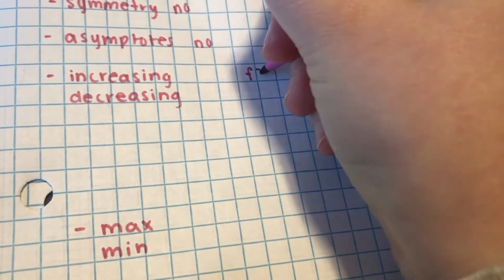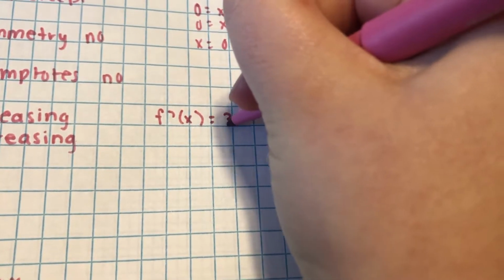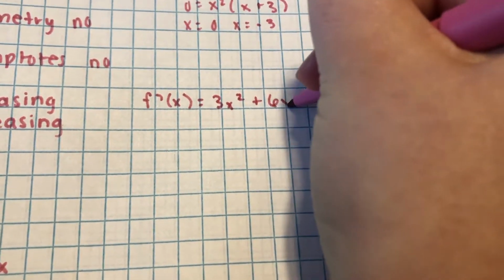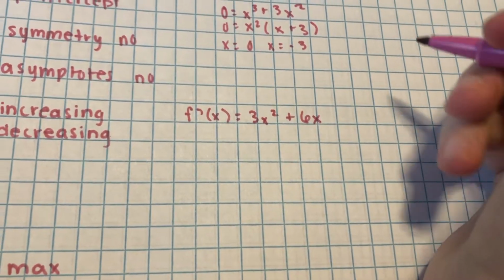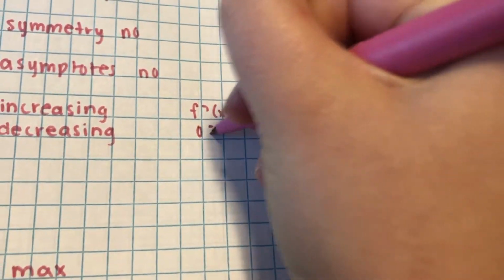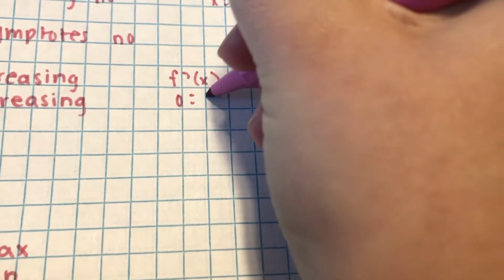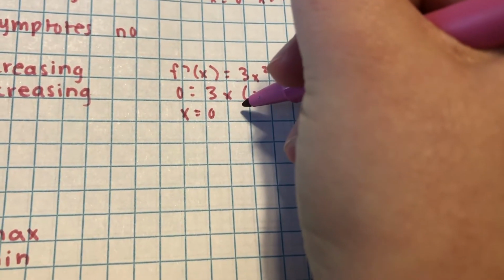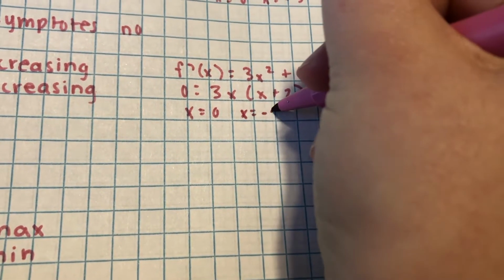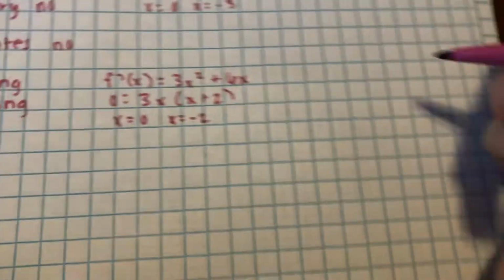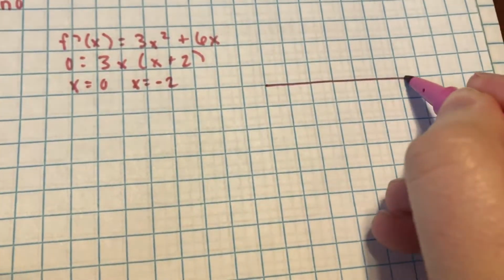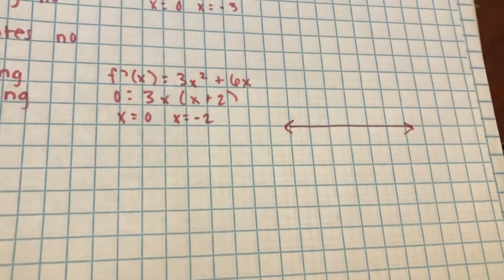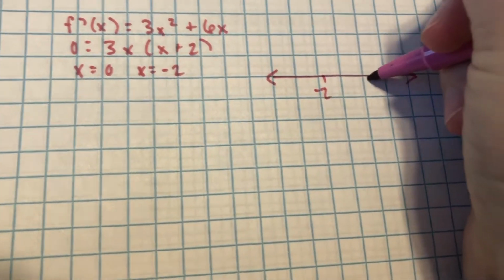So the derivative of this equation is f prime of x equals 3x squared plus 6x. And then we're going to set equal to 0, and then we can factor out a 3x. So we have 3x times the quantity x plus 2. So then we end up getting x equals 0 and x equals negative 2. Then we can put that on our number line. And we have our point at negative 2 and our point at 0.